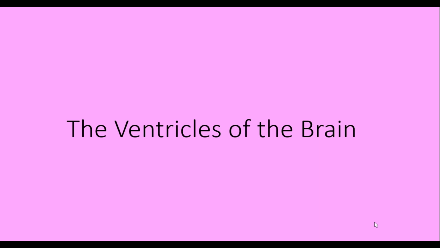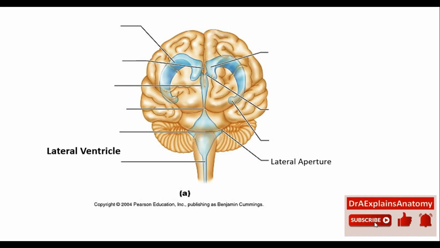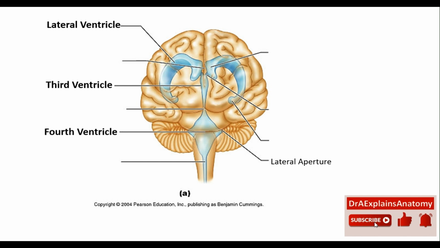Welcome back. Let's identify together the structures of the brain ventricles. This right here is the lateral ventricle. We have two lateral ventricles. We have one third ventricle in the brain and one fourth ventricle. Don't confuse the ventricles of the brain with the right and left ventricles of the heart.